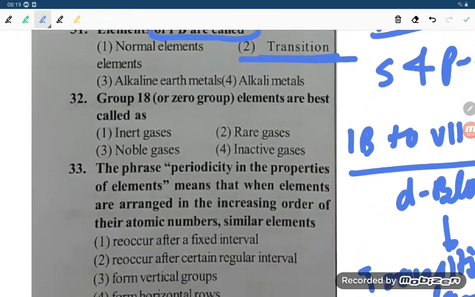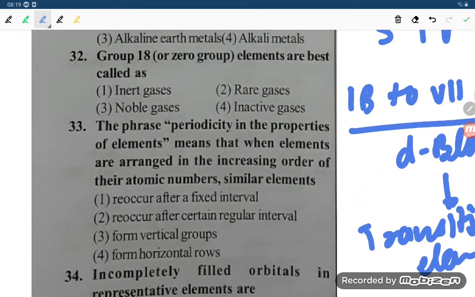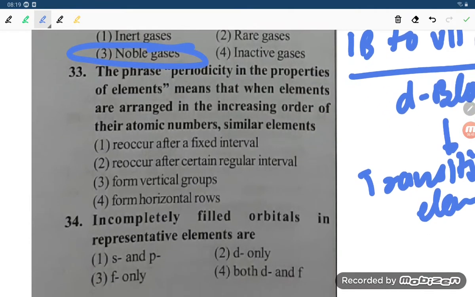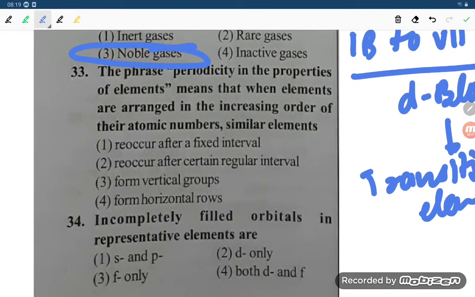Next, question number 32. Group 18, the zero group elements, are called noble gases. All are inactive, but the main name is noble gases. Question 33. The phrase periodicity in the properties of elements means repetition, that the elements arranged in increasing order of atomic number have similarities that reoccur after a fixed interval. The correct one is option number 1.